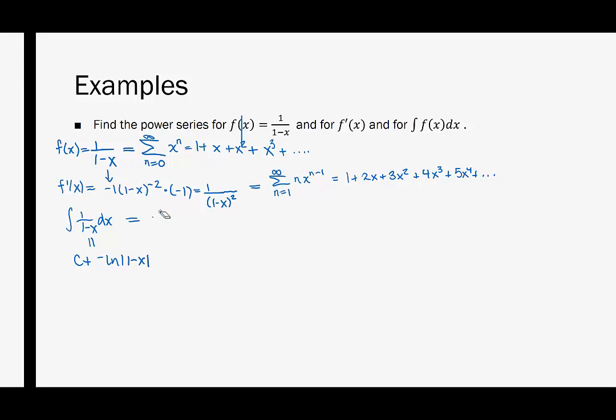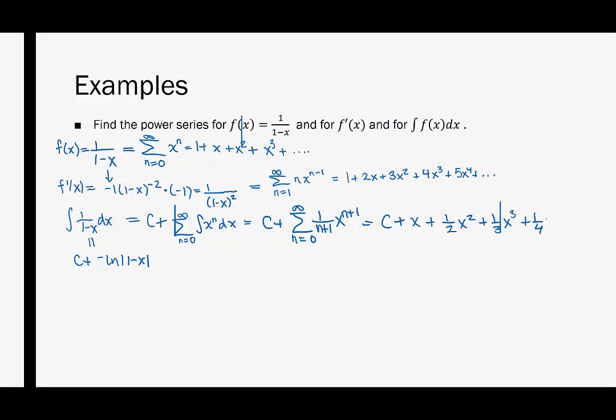We're integrating, so we're taking c plus the sum from 0 to infinity of the indefinite integral of x to the n. So that's c plus the sum, n equals 0 to infinity, of 1 over n plus 1 times x to the n plus 1. And so we're looking at c plus x plus 1/2 x squared plus 1/3 x cubed plus 1/4 x to the fourth, etc. And so that's just a real basic example of what this looks like.